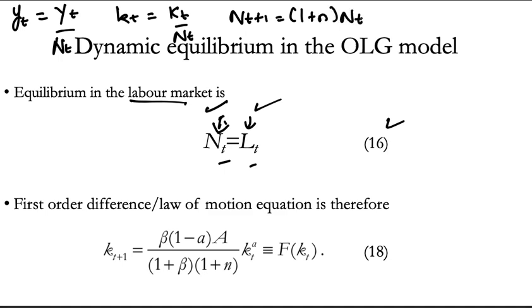As a consequence, we can have output per worker in the next year equal to saving in the current year over 1 plus n. I call this expression 17. So basically, plus whatever information you have from before when we had households and whatnot, we can come up with the law of motion equation.